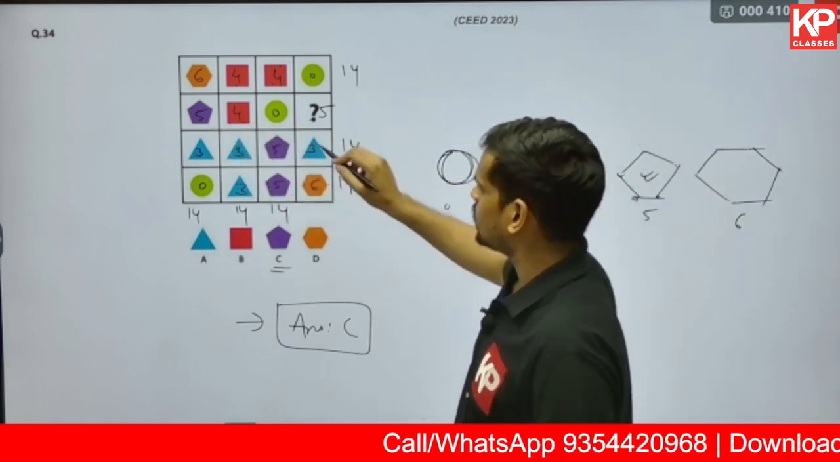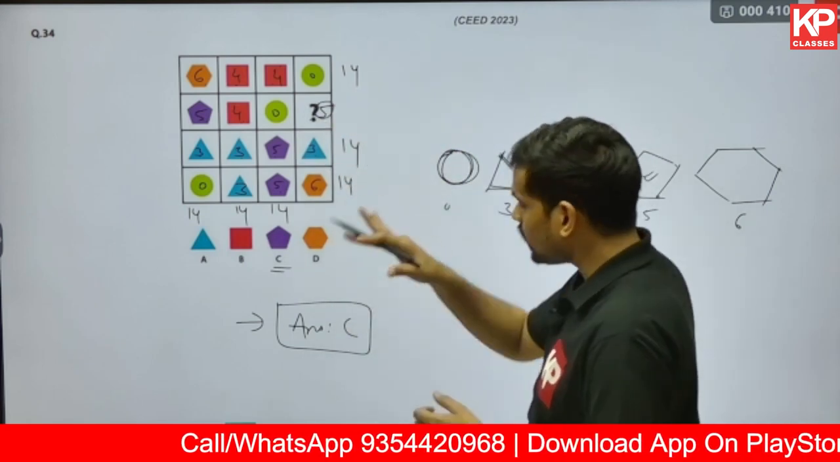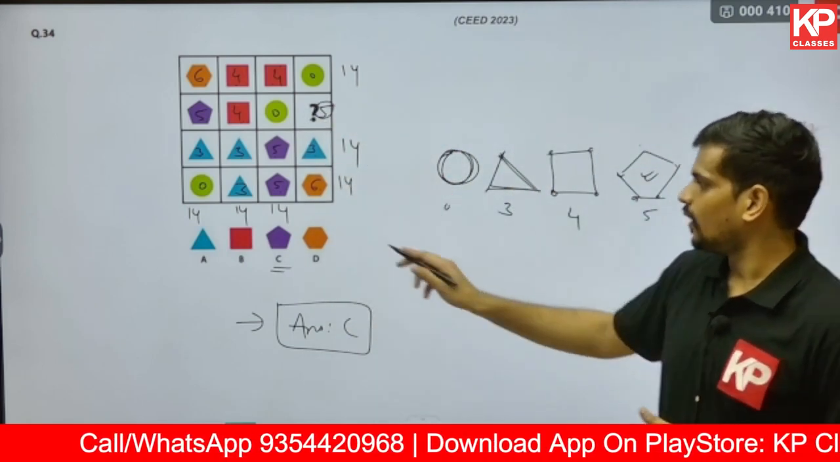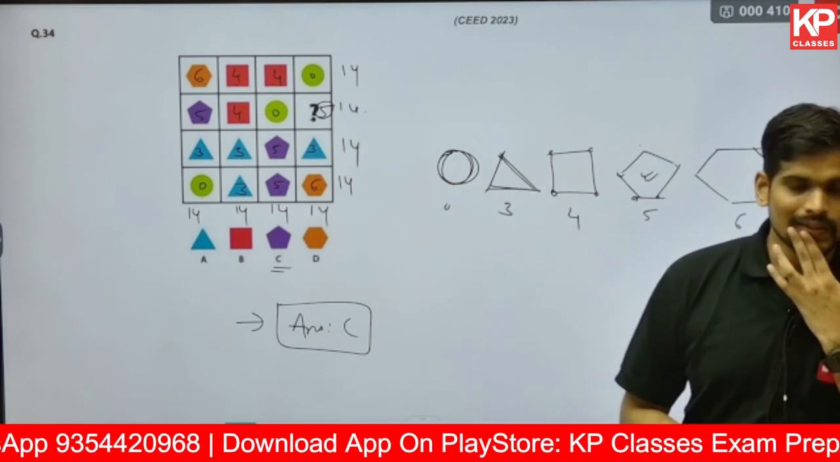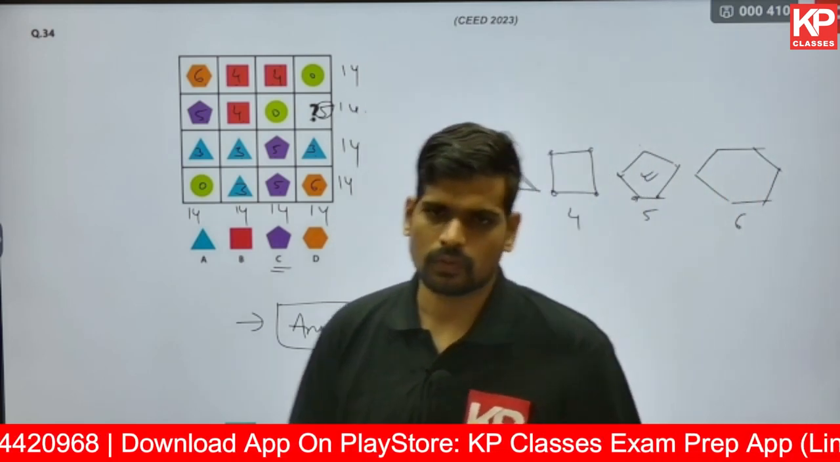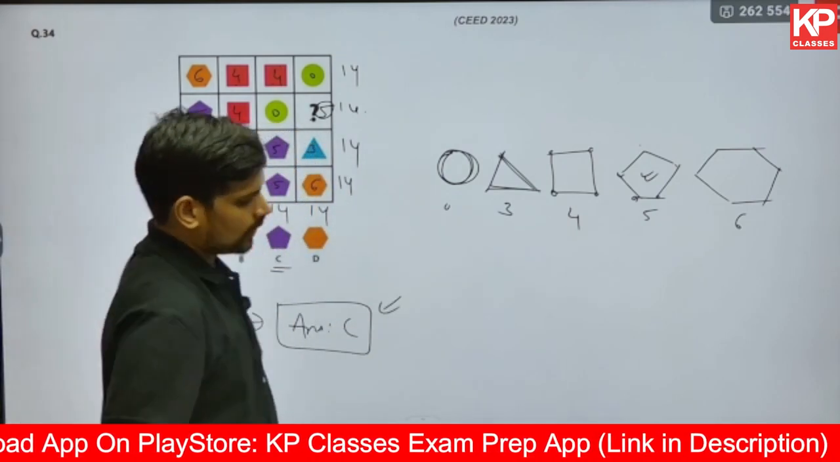So this is 5 plus 4, that is 9. So this has to be a 5-sided object. Even in the rows, the total number of vertices adds up to 14. Right? So a 5-sided object should be the answer. So either way you see it, in terms of rows or columns, you'll get the same answer. So the answer has to be C for this particular question.